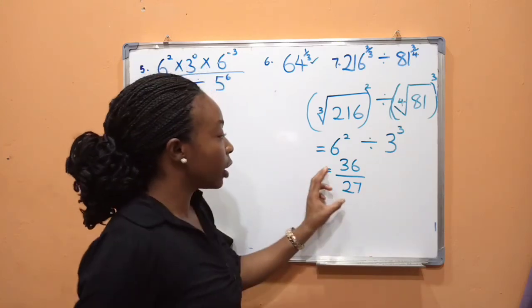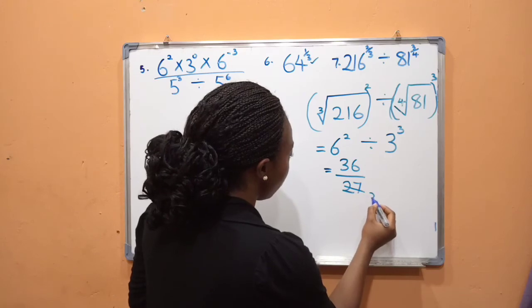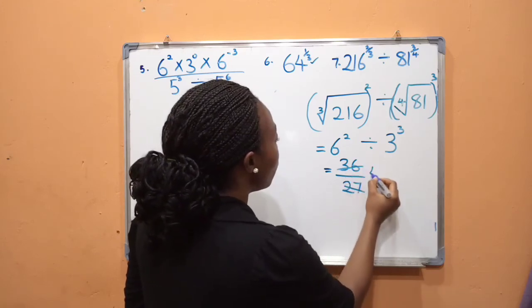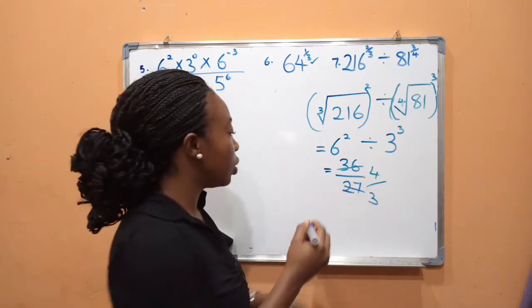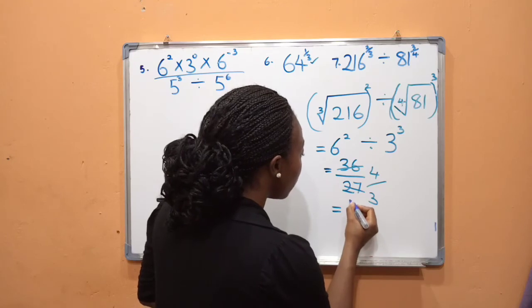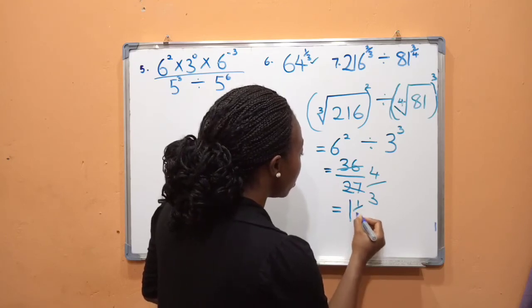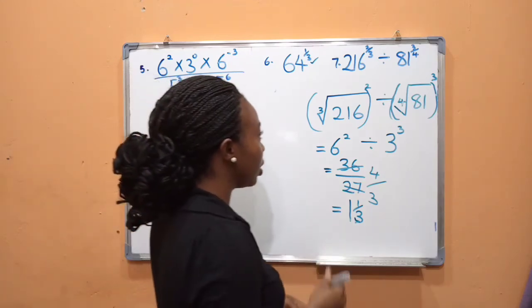So let's look at this. Can we further reduce it? Yes, we can. 9 goes into 36, 4 times, and 9 goes into 27, 3 times. So we have 4 over 3. You can leave your answer like this, or you can put it in mixed fraction, or mixed number. You're going to have 1 and 1/3 as our answer.